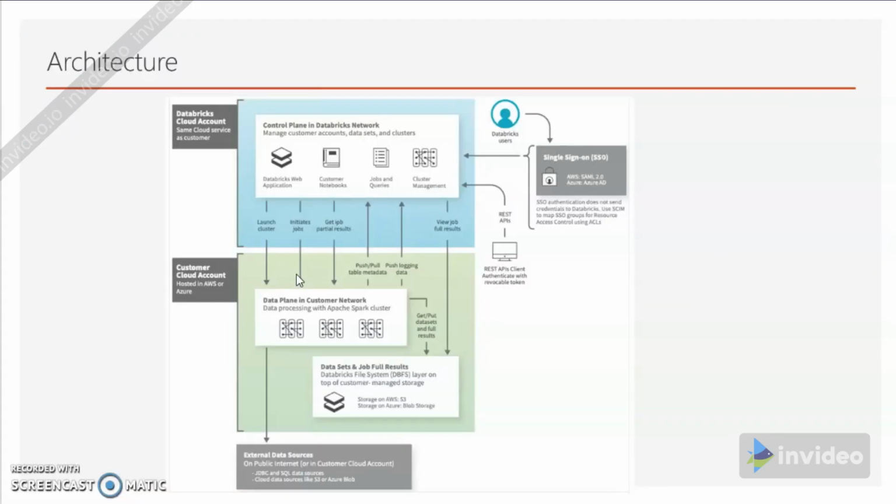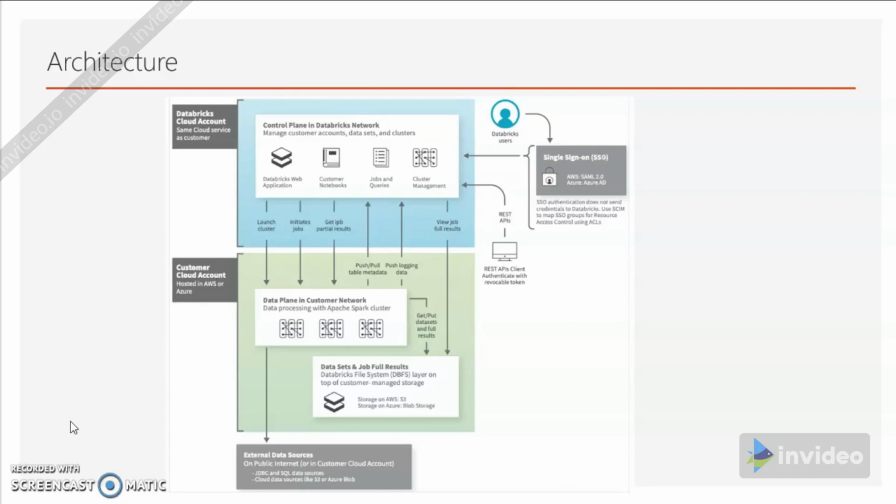The diagram you can see on the screen is the main architectural diagram of Databricks. Here you can see we have two cloud accounts, Databricks Cloud Account and Customer Cloud Account. In Databricks Cloud Account, Databricks manages the Databricks web application, the customer notebooks, jobs and queues, and cluster management. This part of the architecture is also called the control plane because in this part, Databricks manages the customer accounts, datasets, and the clusters. You can control each and everything of your Databricks account from this portion of the architecture. That is why it is called control plane.